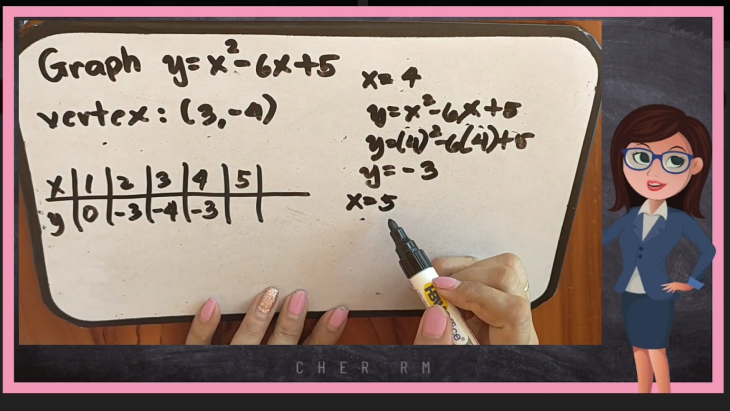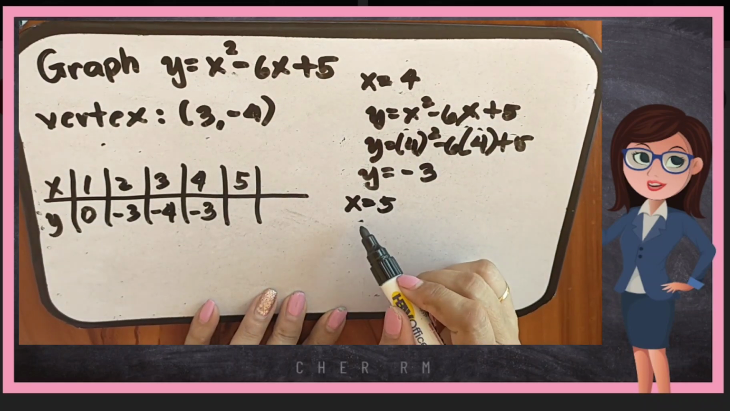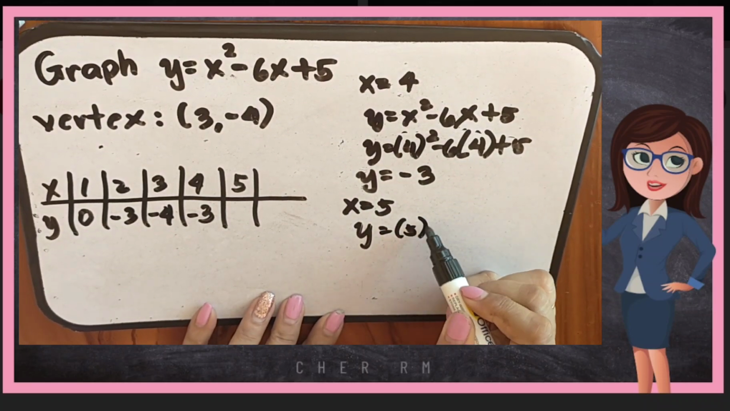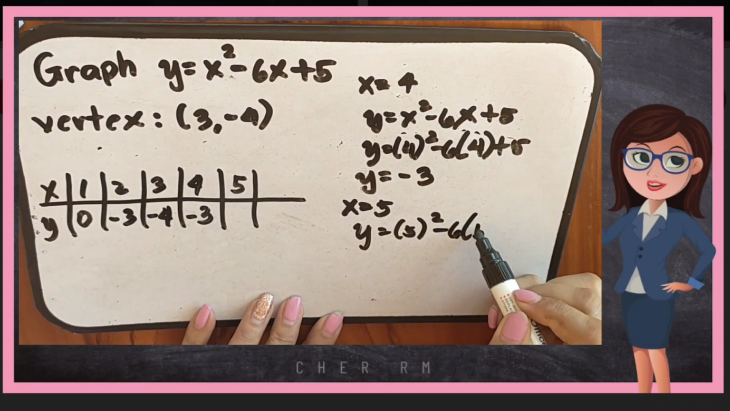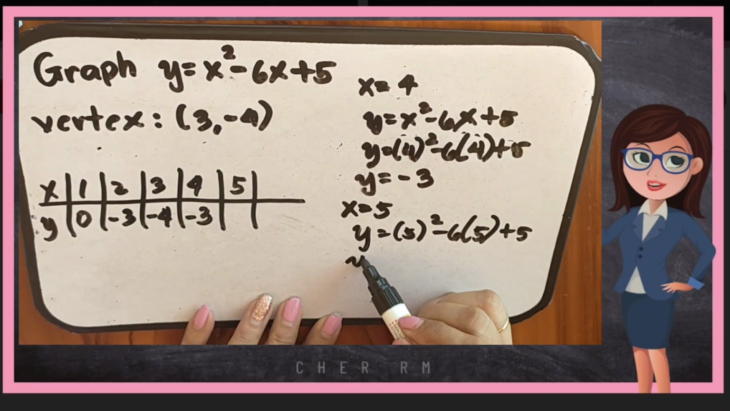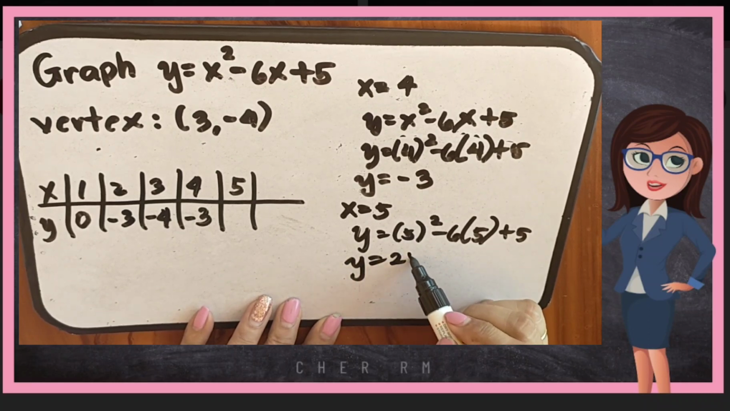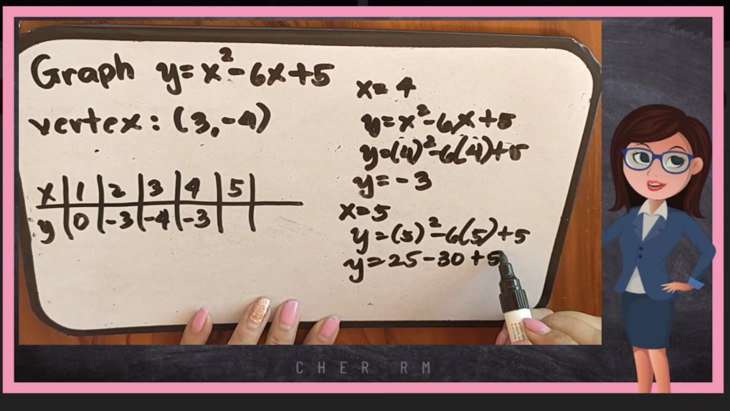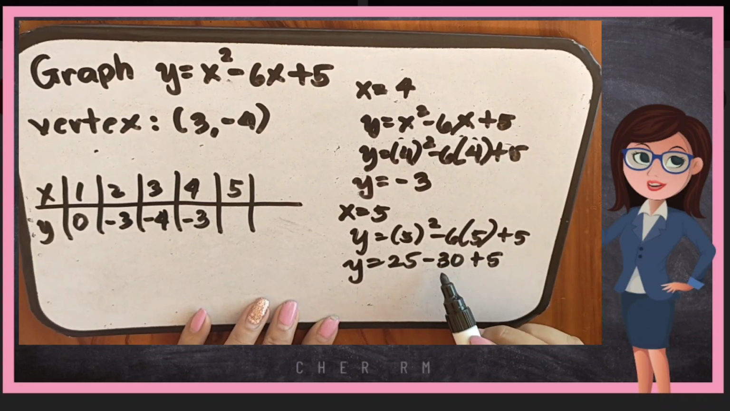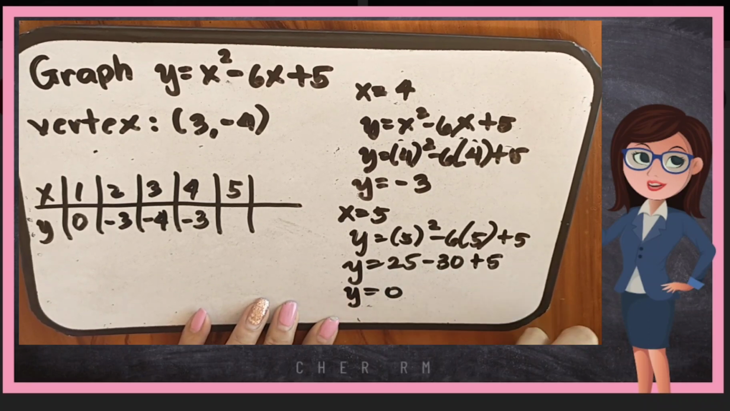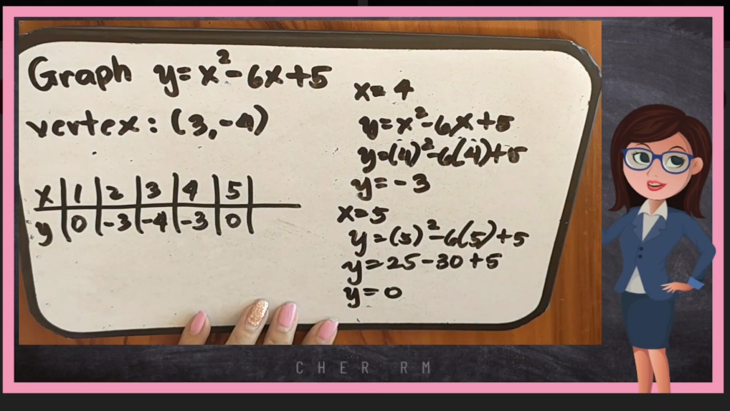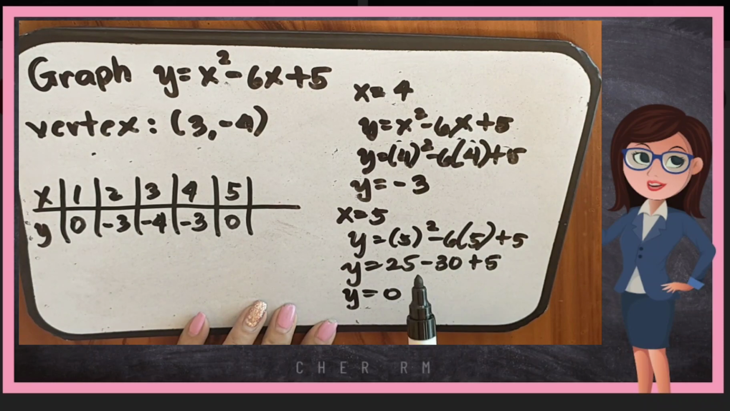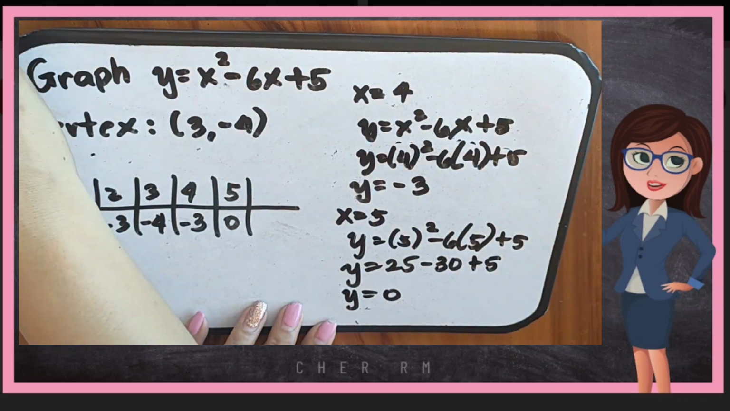Then let us solve x equals 5, the same quadratic function. This time, instead of 4, we will write 5. So we have 5 squared minus 6 times 5 plus 5. 5 times 5 is 25, then 6 times 5 gives negative 30, plus 5. 25 plus 5 is 30 minus 30, so y is equal to 0. Let us write 0 here. Then after finding the corresponding values of y, let us now plot the points and sketch the parabola.